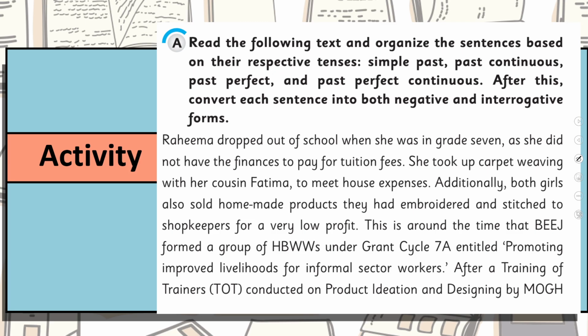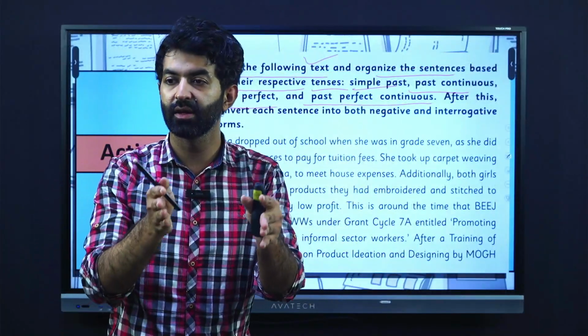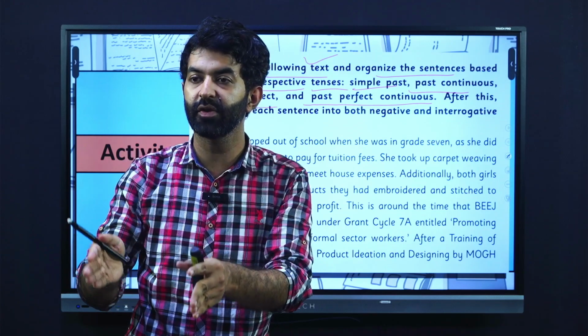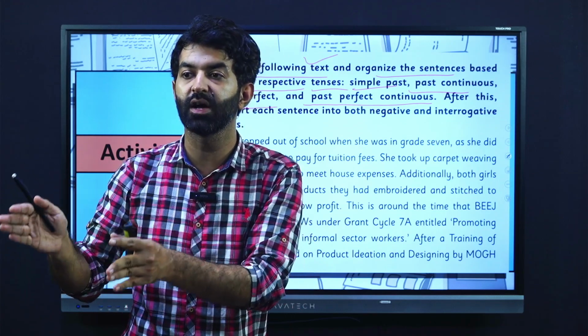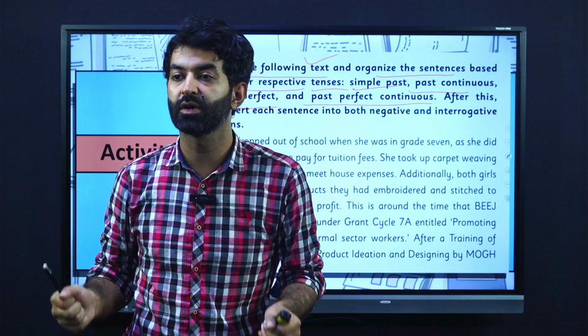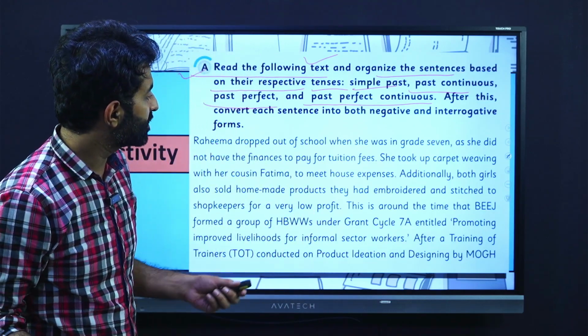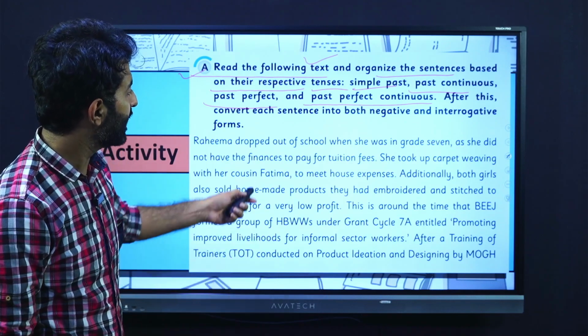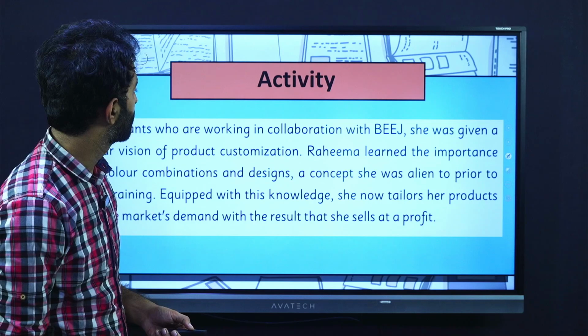And here is your activity. You have to read the text and organize the sentences based on their respective tenses. Simple past, past continuous, past perfect and past perfect continuous. अब इसमें ये सारे टेंसेस मिक्स्ड हैं. ऑर्गेनाइज करें कि ये वाले पास्ट के हैं, ये प्रेजेंट परफेक्ट है, ये पास्ट परफेक्ट है, ये पास्ट कंटिन्यूअस है और ये पास्ट परफेक्ट कंटिन्यूअस है. So you can, when you get the PPT, you can actually get this part and solve it.